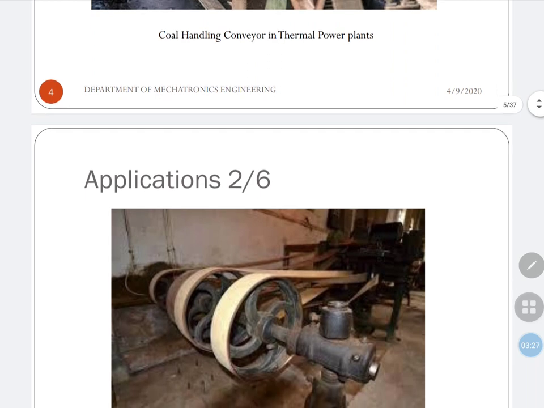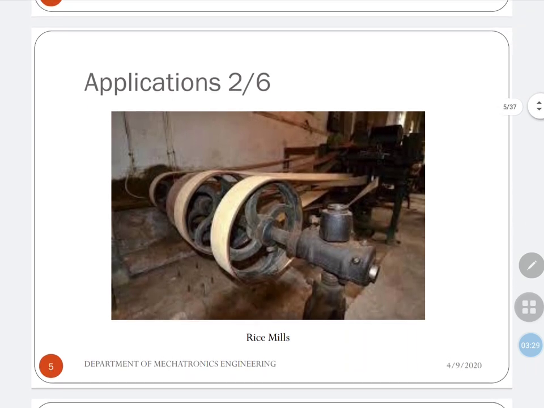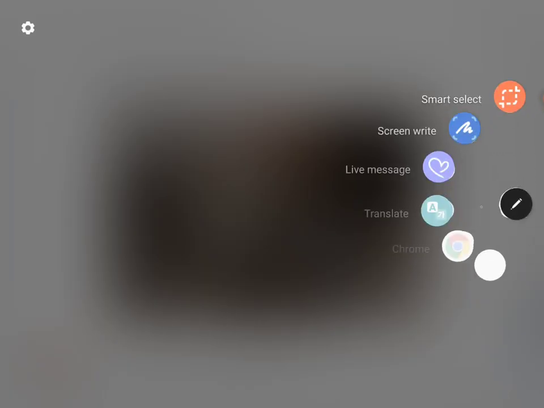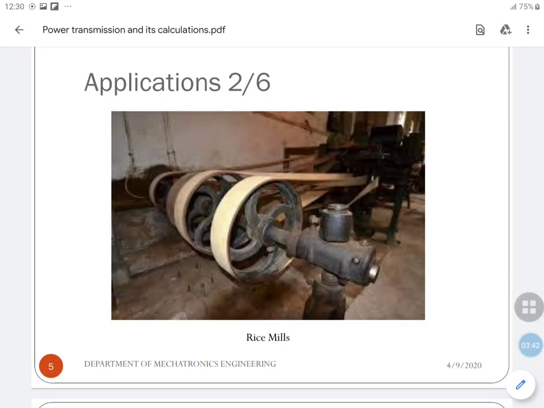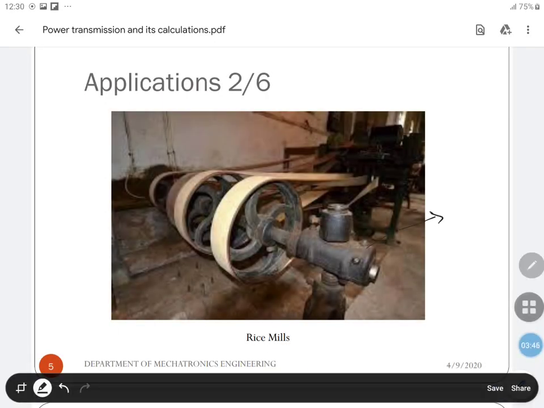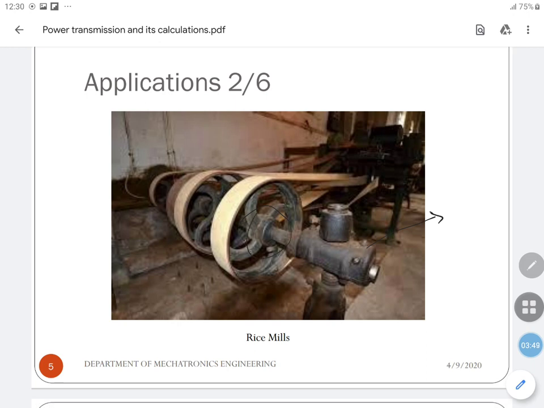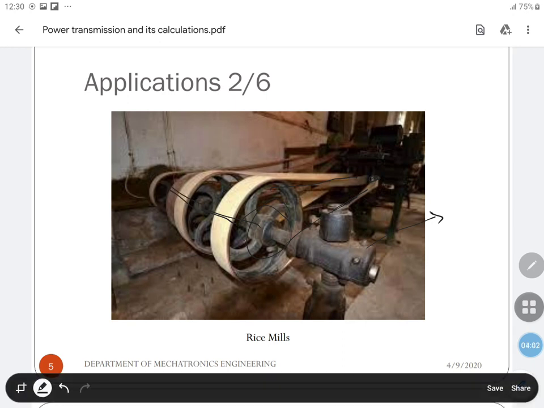The second application is a rice mill, which most of us would have seen. The rice mill consists of a motor which drives all the mechanisms. So this is a motor. This drives this mechanism, which is connected to a belt, and which is connected to a grinding machine. So everything is connected in a parallel shaft, in the same shaft.